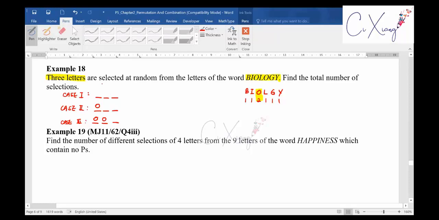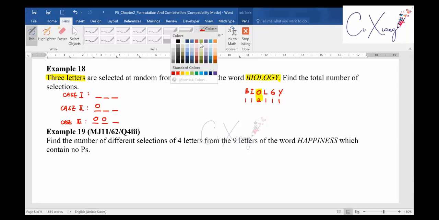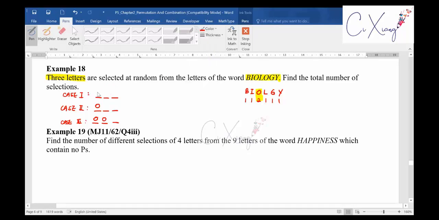Now for this one, when you want to select 3 letters, 1, 2, 3, three letters from the word biology, you should exclude the O, because this is something repeated, so you shouldn't include it. So you just consider those distinct items. So 1, 2, 3, 4, 5. 5C3 for the first case. How about for the second case?